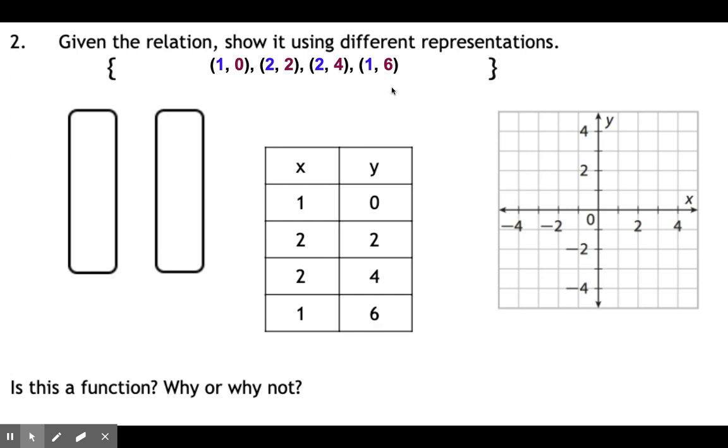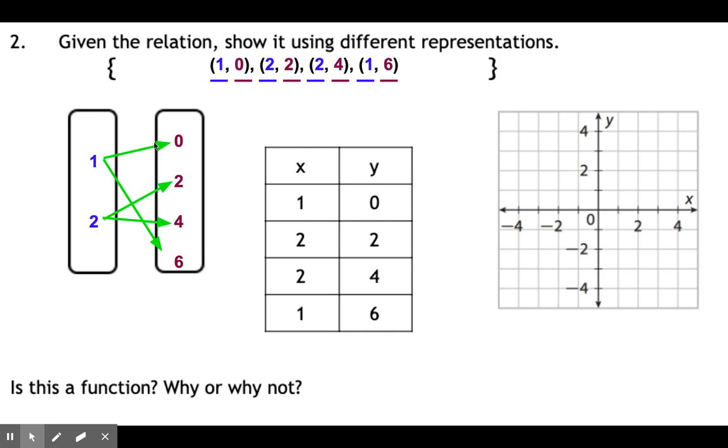All of the ones in blue are our x values, or our inputs, so I can put them in our mapping diagram. Notice I don't repeat. I have 1, 2, 2, and 1. So in my mapping diagram, I put 1 and 2 because I'm not repeating. Then in our outputs, or our y values, I have 0, 2, 4, and 6, so I put them in our outputs. 1 goes to both 0 and 6, and 2 goes to both 2 and 4. This is what our mapping diagram looks like.